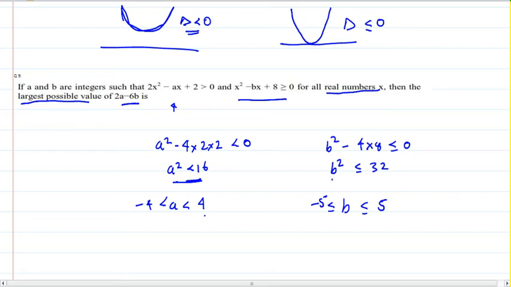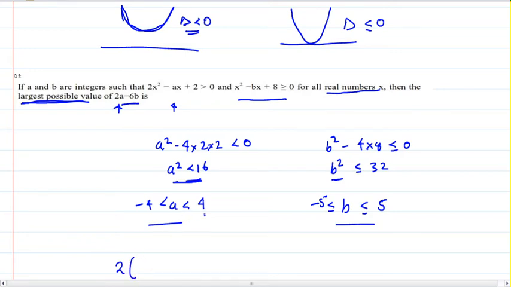Pay attention. I want b square to be below 32. So I need to have 5 square. 6 square crosses the limit. Now, I have got the range for A as well as B. What is expected? Find the largest possible value. For the largest possible value, because A has a positive coefficient, I want A to be largest possible.